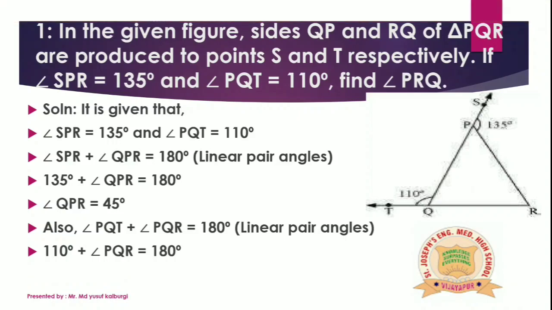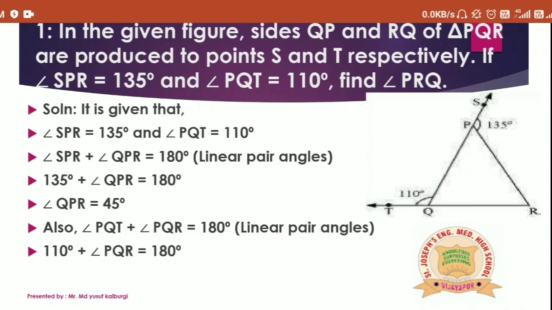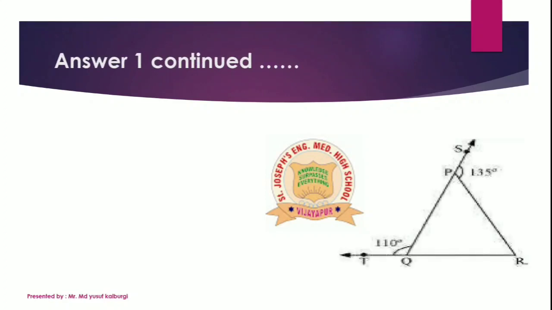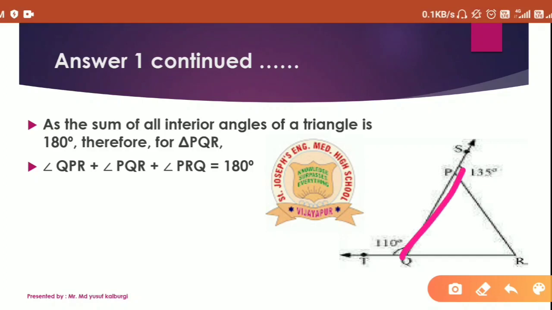Now we have got two angles: this one is 45 degrees and this one is 70 degrees. Now we solve it by the angle sum property. The sum of all the interior angles of a triangle is equal to 180 degrees. We have two angles, can we find the third angle? Yes, we can. Therefore we write: angle QPR plus PQR plus PRQ is equal to 180 degrees. These three angles we are going to add up.